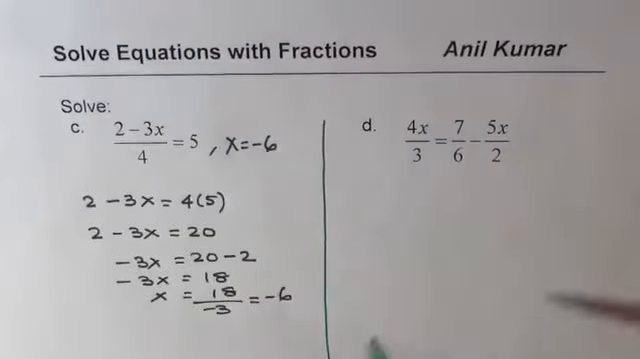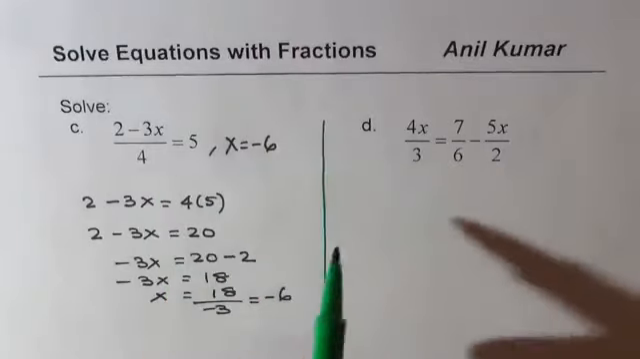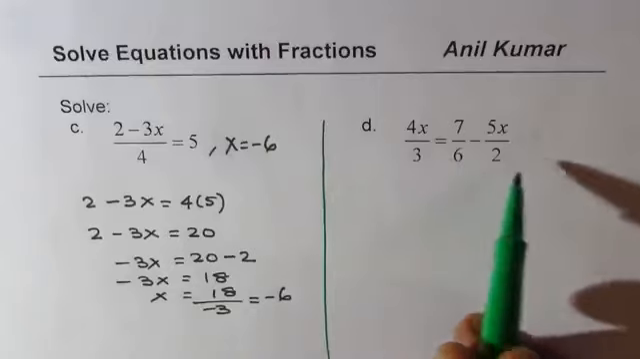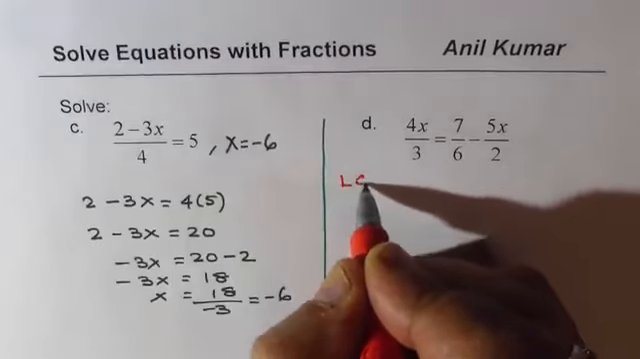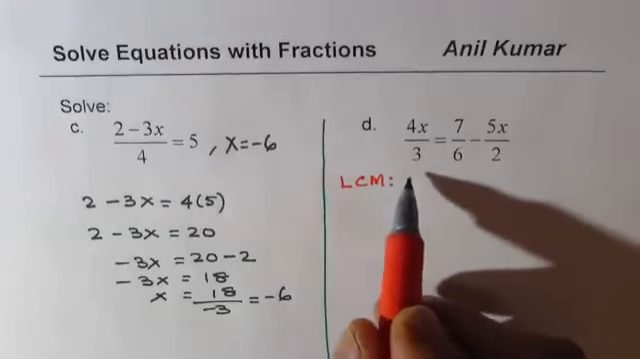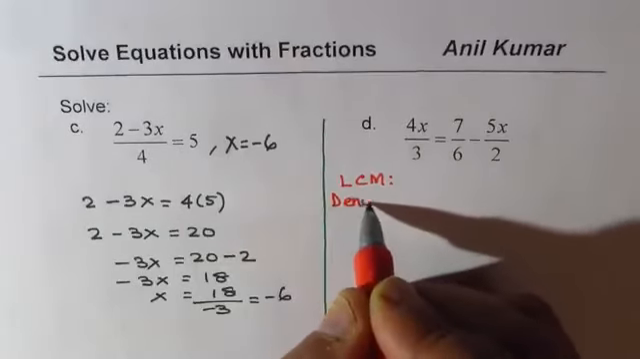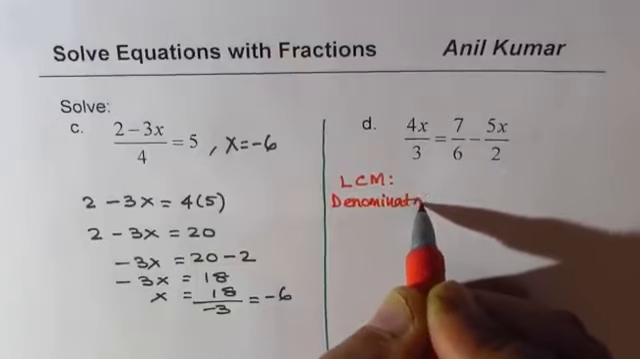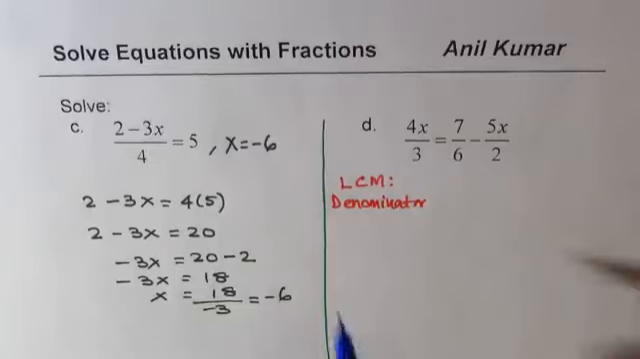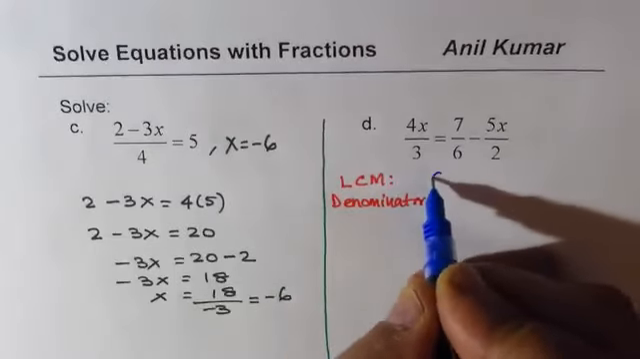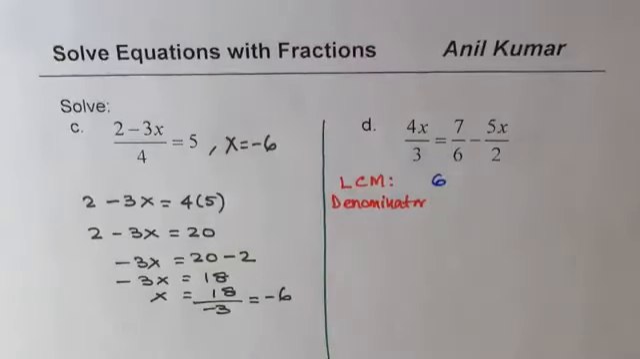Now here, what we see is that we see three different terms. So this technique is not going to work. We have to find the lowest common multiple. So in this case, what is the LCM? So we are using the second strategy. We are finding the lowest common multiple for the denominators. So 3, 6 and 2, the lowest common denominator is 6. So we are going to multiply each term by 6. Right, so let's rewrite this.